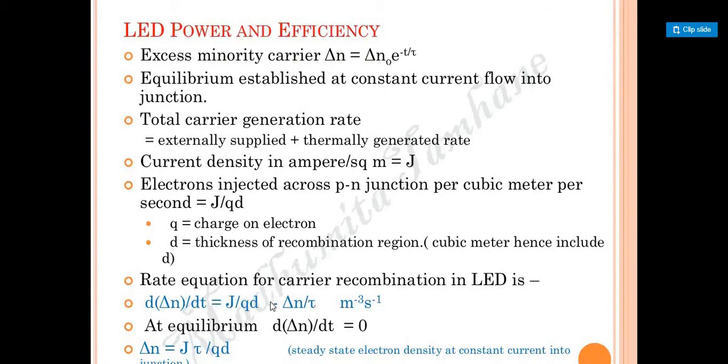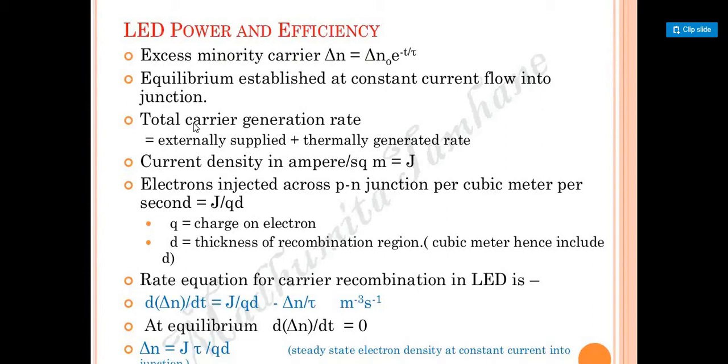So same thing, if you want to find, this is nothing but the relation, students. So you have to remember both the relations. First relation is the rate equation for carrier recombination in LED. How do we get the rate relation in that? So d(delta N)/dt, if you differentiate that, is J by qd minus delta N by tau. That is nothing but the formula for finding the rate equation for carrier recombination.